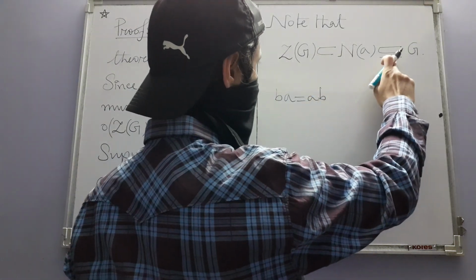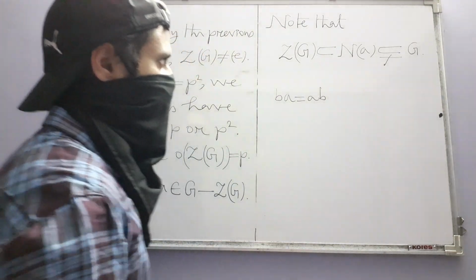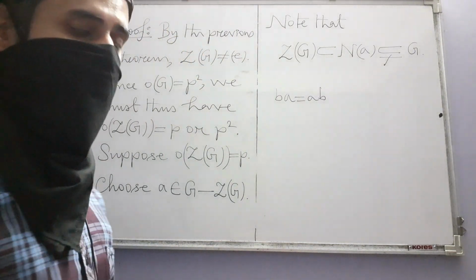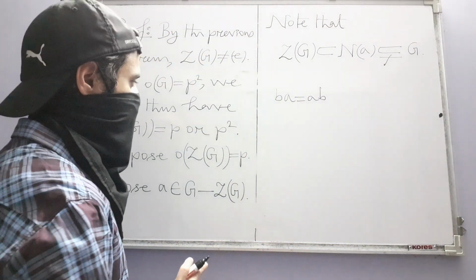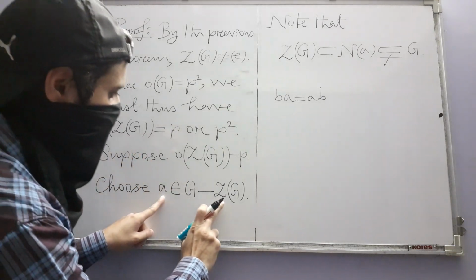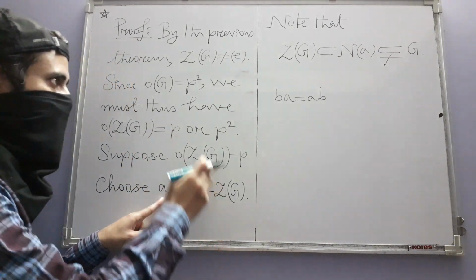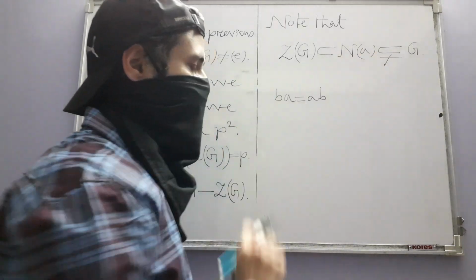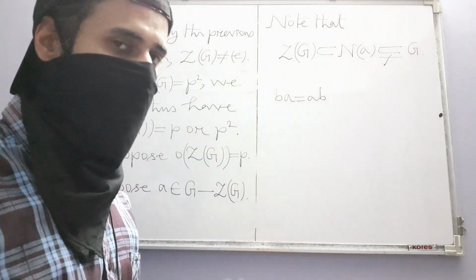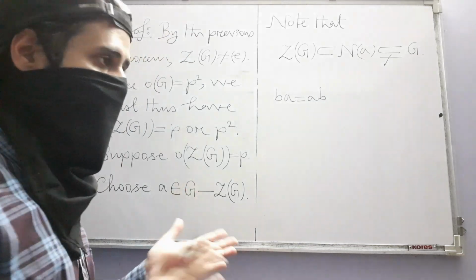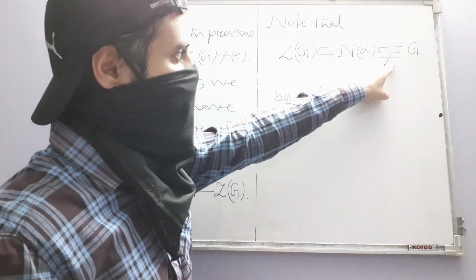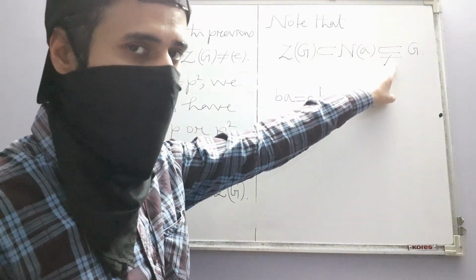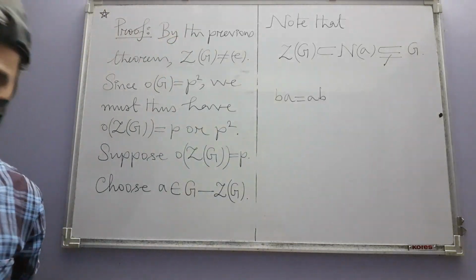And why is this containment a proper containment? Why is NA a proper subgroup of G? That's because A is a non-central element. We already saw in that sublemma that NA is equal to G if and only if A is in the center, but A is not in the center. That's why we have proper inclusion, proper containment. Okay.